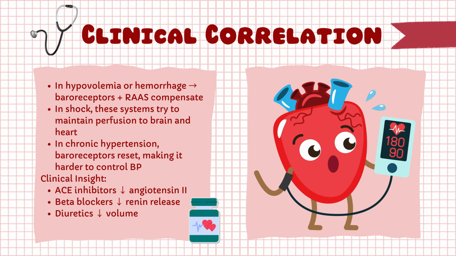Let's apply this. In hemorrhage, baroreceptors rapidly activate sympathetic tone, while the RAAS system kicks in over hours. In shock, the CNS ischemic response takes over. In chronic hypertension, baroreceptors reset and the RAAS system may become overactive. Pharmacology tie-in: beta blockers reduce renin release. ACE inhibitors and ARBs block the RAAS pathway. Diuretics reduce blood volume. Nitrates reduce preload and afterload.